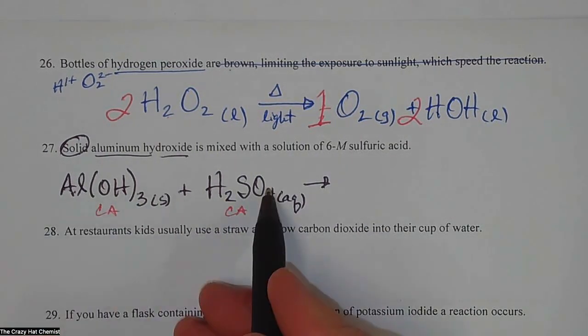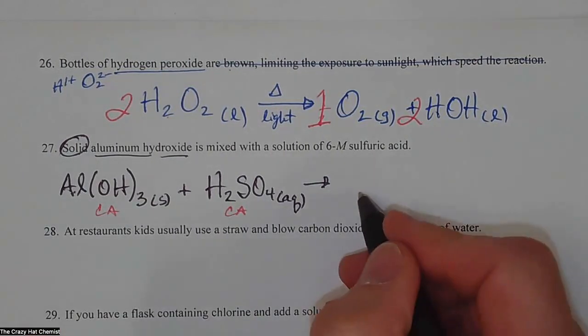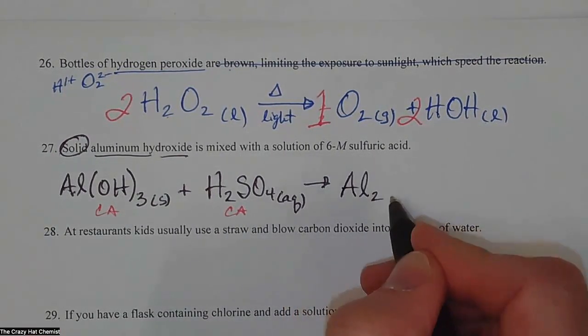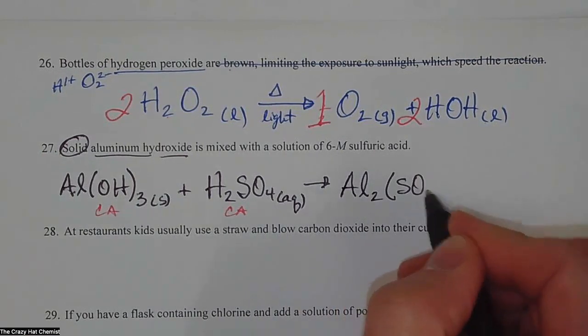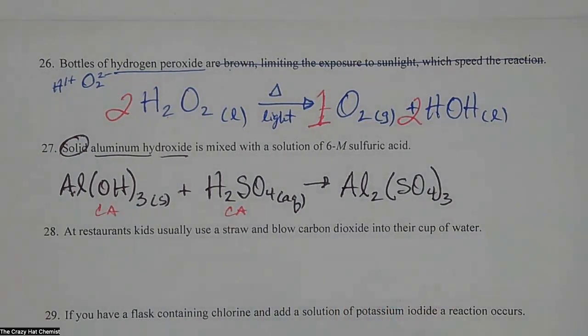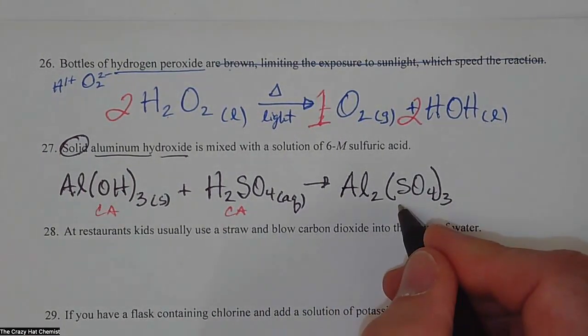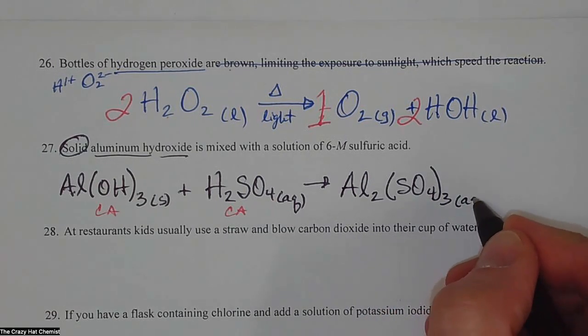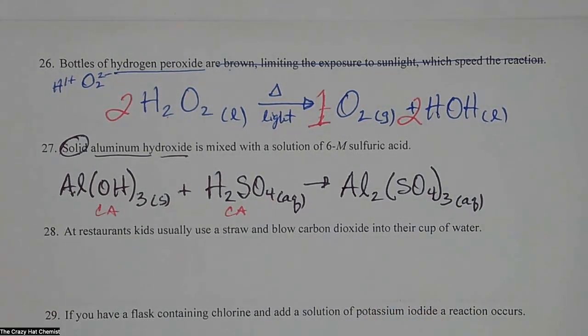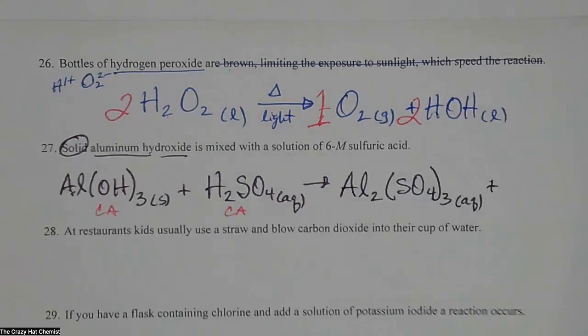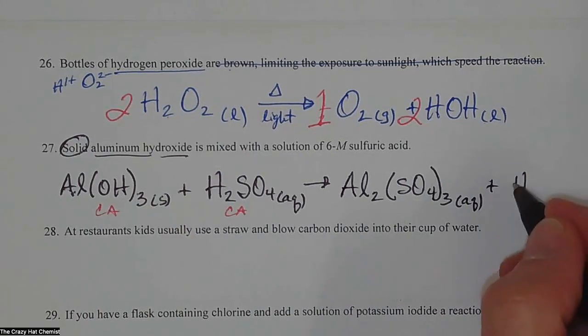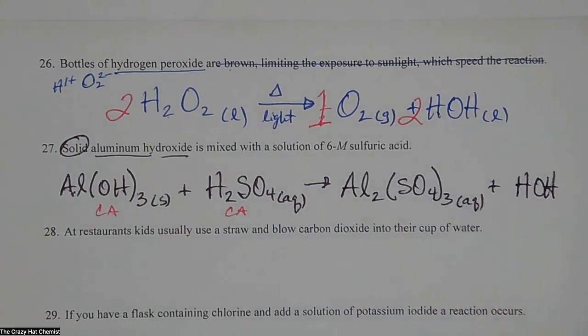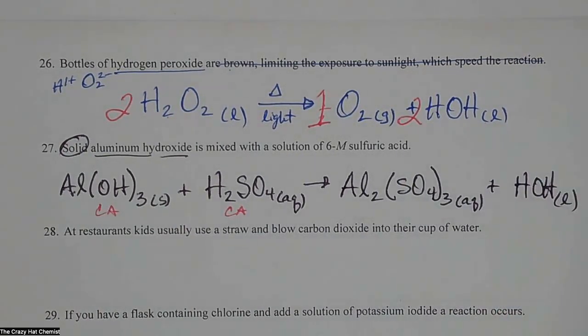We have aluminum and sulfate getting together. Aluminum is a 3+ charge. Sulfate is a 2- charge. So hopefully that works for you. Sulfates are aqueous except for what? Barium, strontium, lead, calcium. That's aqueous. Then I'm going to have the H and the OH, HOH, and that forms water there, and that is a liquid.